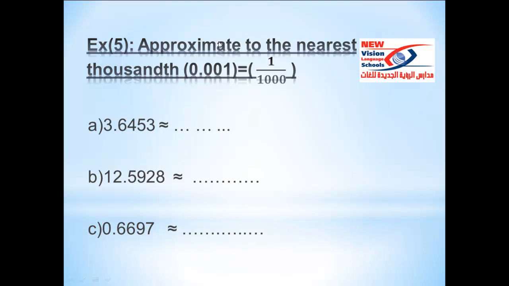Exercise 3. Approximate to the nearest thousandths, or 0.001, or 1 over 1000. The same steps as I told you before. First, put your decimal point down and ask yourself, you want to approximate to thousandths? Put 3 dashes. 1000 means 3 digits after the decimal point. Put 3 dashes, until we know what number we will write.